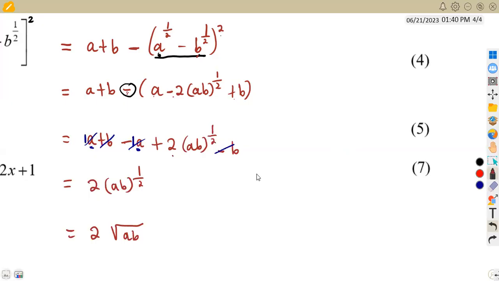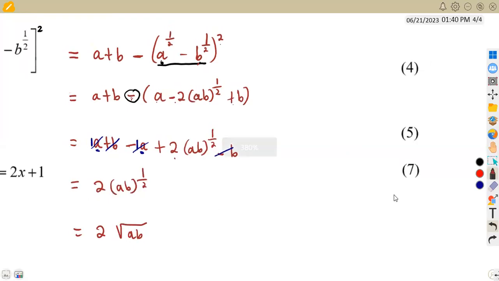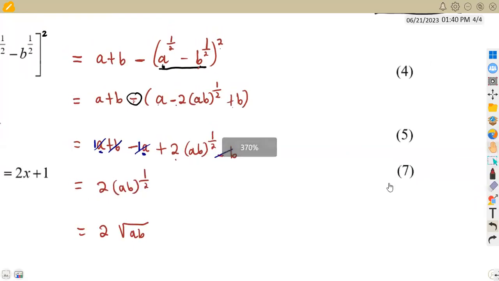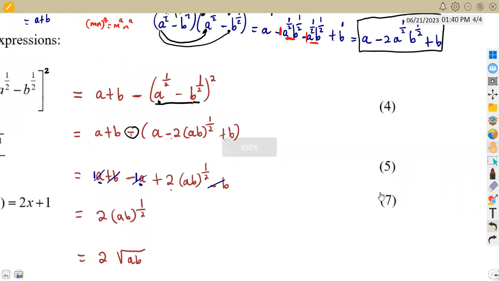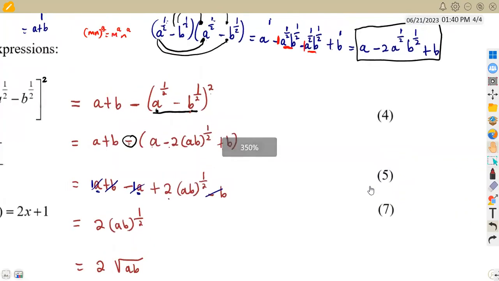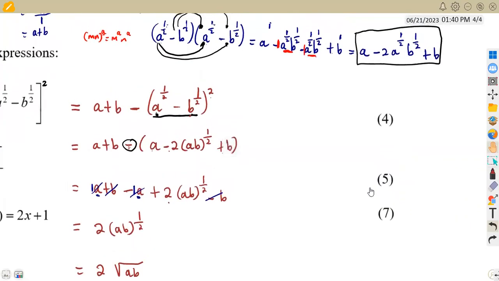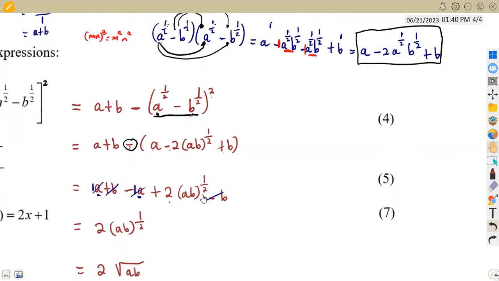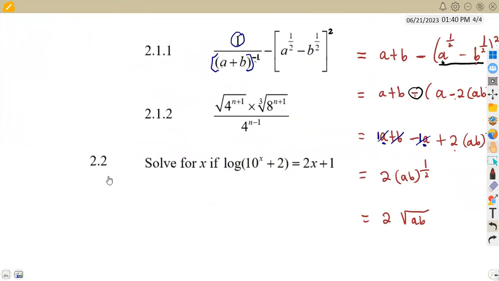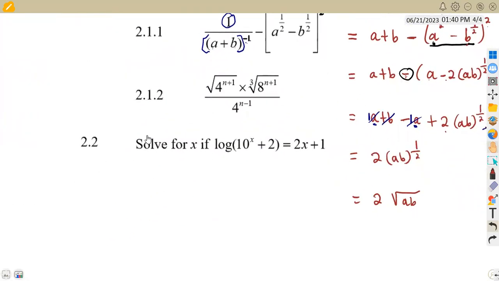So all you need is to play around with the laws of exponents, logarithms, and not just logarithms, also to work with your algebra, back to your equations, factorization, expansion of brackets. Everything has to be in conjunction so that we can answer these typical questions. All right, that was our question 2.11.